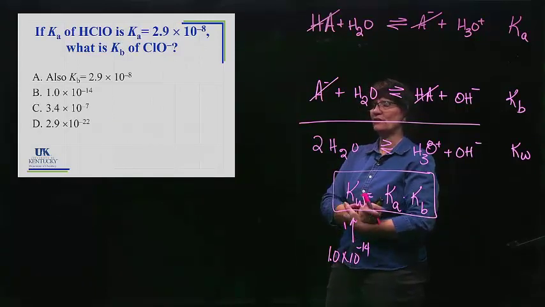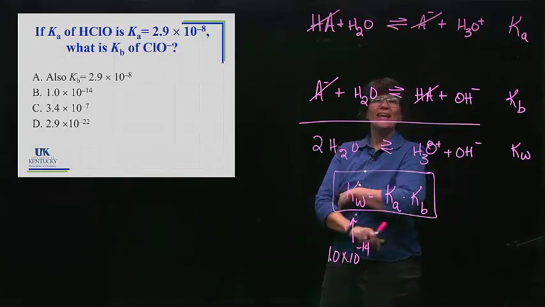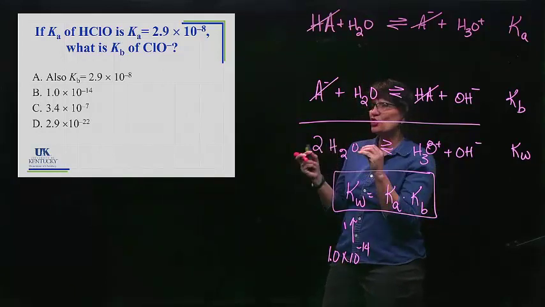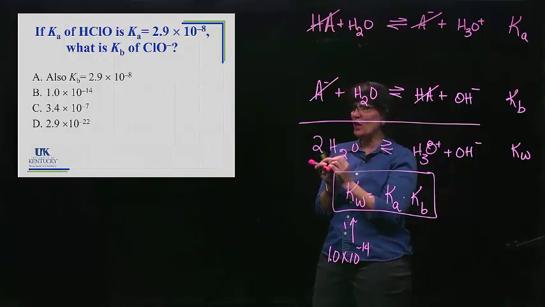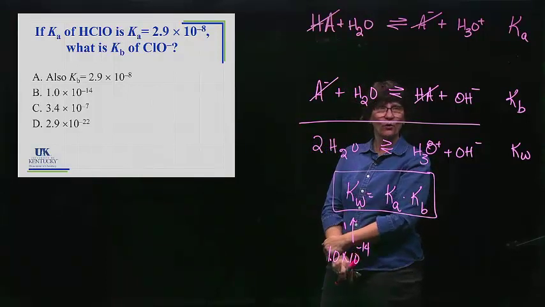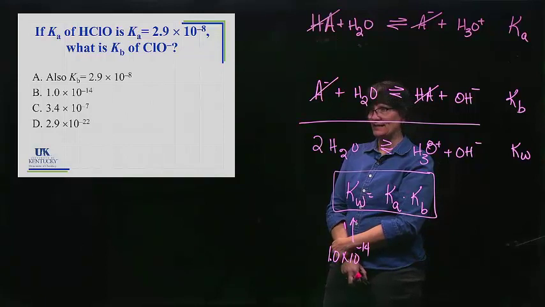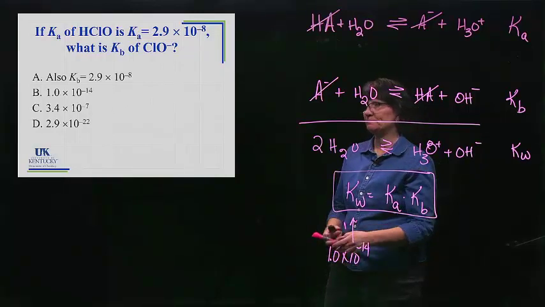Okay, so here's an example, and you're going to work it. See, HClO, it's an acid. It's neutral. It has H written at the beginning. I know it's an acid. I also know it's an acid because I gave you a Ka for it. Now I want you to determine the Kb for ClO minus, its conjugate base.